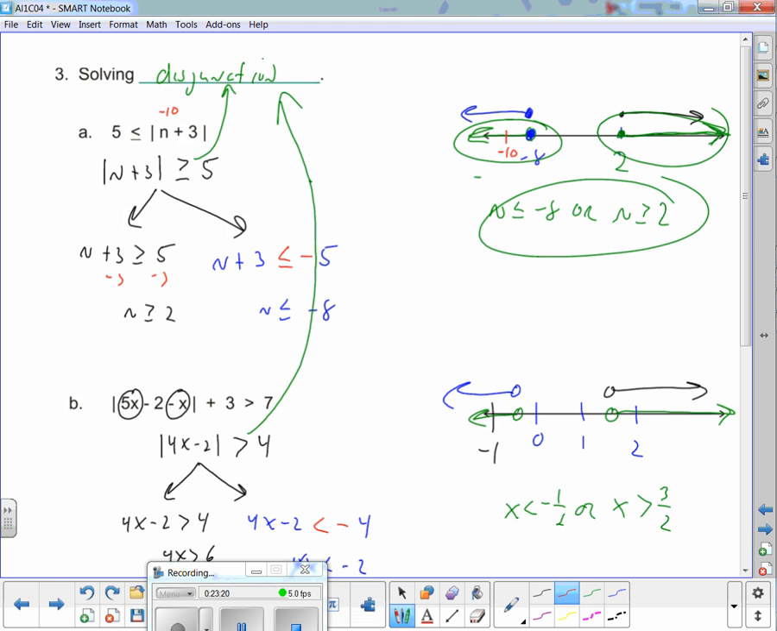Negative 10 plus 3 is a negative 7, right? I'm in the absolute value. Absolute value of negative 7 is 7. Is 5 less than or equal to 7? True. Hey, anything true, those are part of the answer. That part's part of the solution.